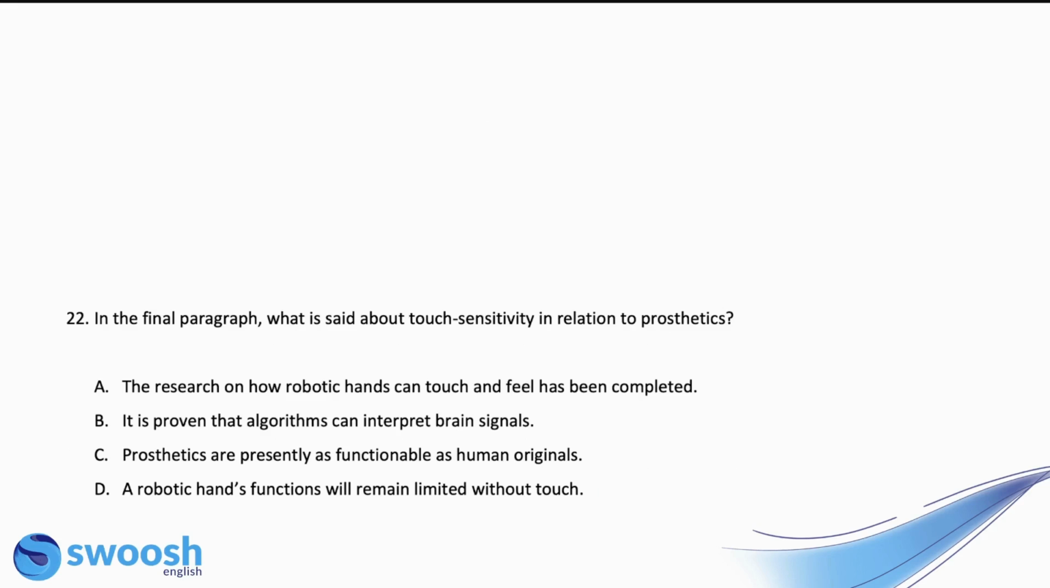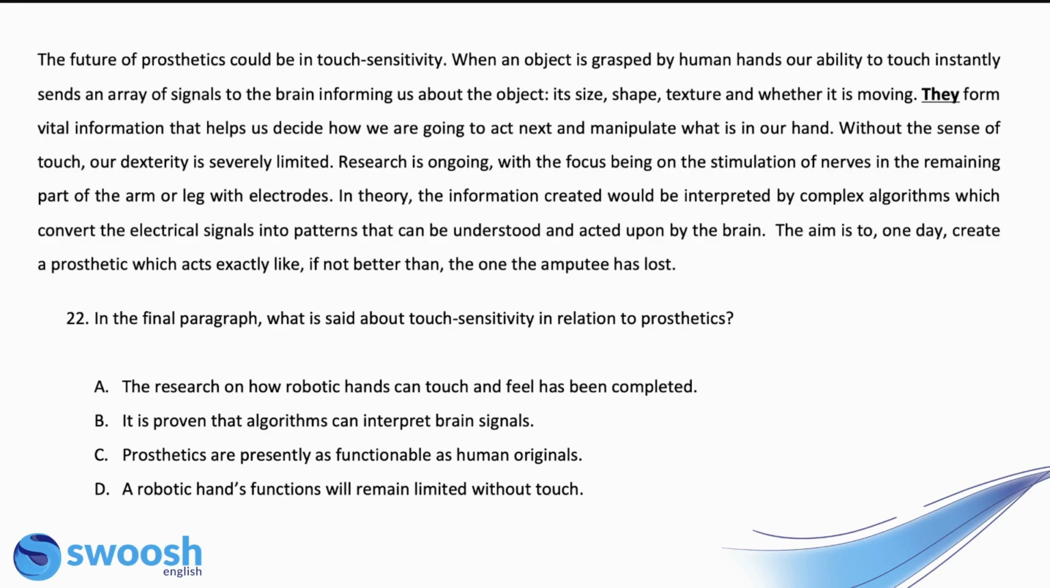There's an example then of a Part C question which has many distractors. Let's take a look at another one now. So here is our next question, also taken from OET Reading Part C. In the final paragraph, what is said about touch sensitivity in relation to prosthetics? Here is our text, and the answer to this question is D.